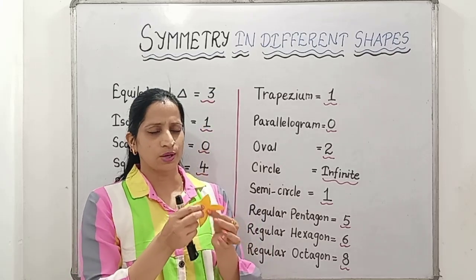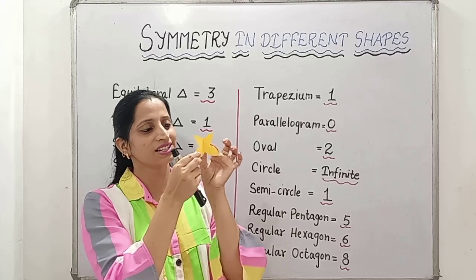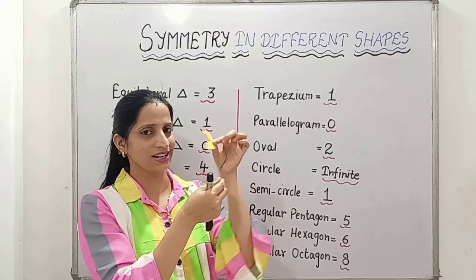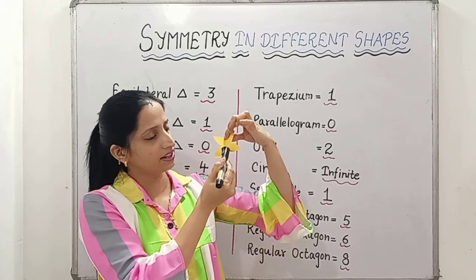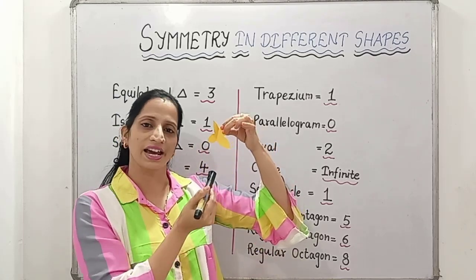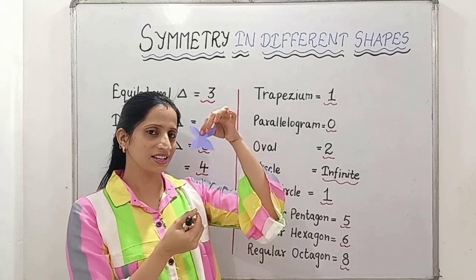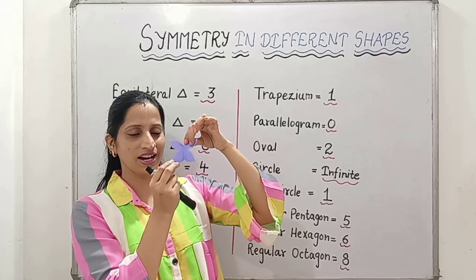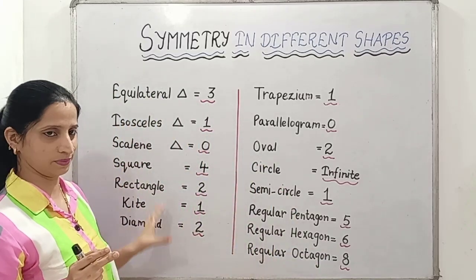Similarly, I have a few cutouts of this butterfly. Okay, I have not drawn anything on this. So if I fold it, then again, if I draw a line here, that will be its line of symmetry. This one is another one in a different color. Okay, again one line of symmetry. Now let's begin with these shapes.